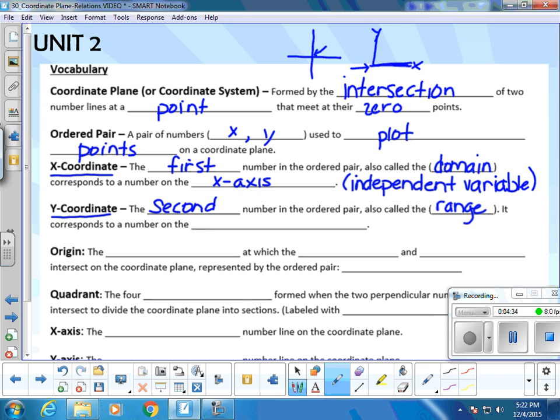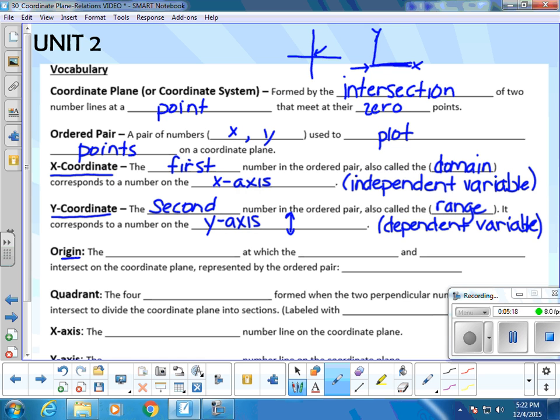Okay. But the Y coordinate is the second number in the ordered pair, also called the range. It corresponds to the number on the Y axis. And the y-axis is the axis that goes up and down. And if you're thinking in terms of a science experiment, this is also known as the dependent variable. So that's what's changing as a result of what I change. So if I change how much food my dog gets, then the dependent variable is how much weight he gains or loses, or how many pounds he weighs.